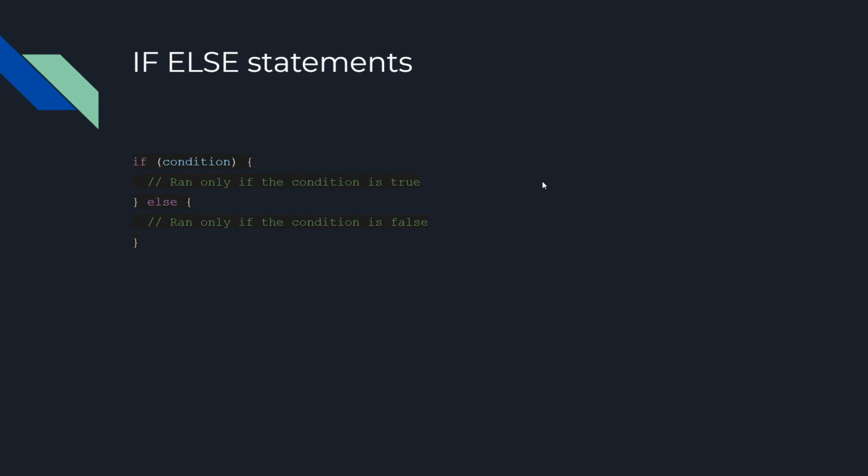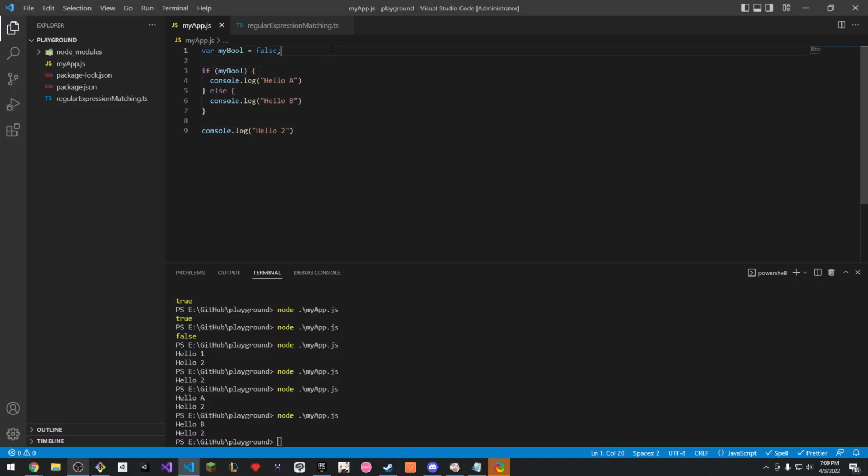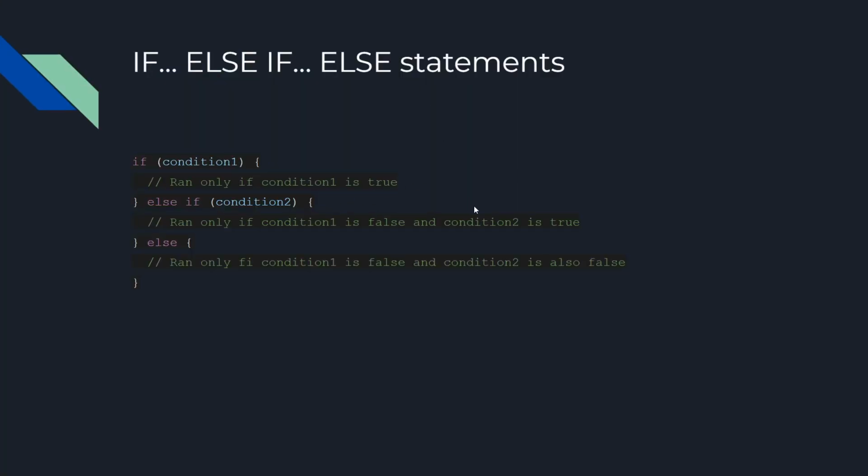Okay, so on top of if-else, there's something called an else if. This is where it gets a little bit tricky. So let's have another Boolean. This is when you have multiple conditions and you want it to go down the line and then run if certain things happen.